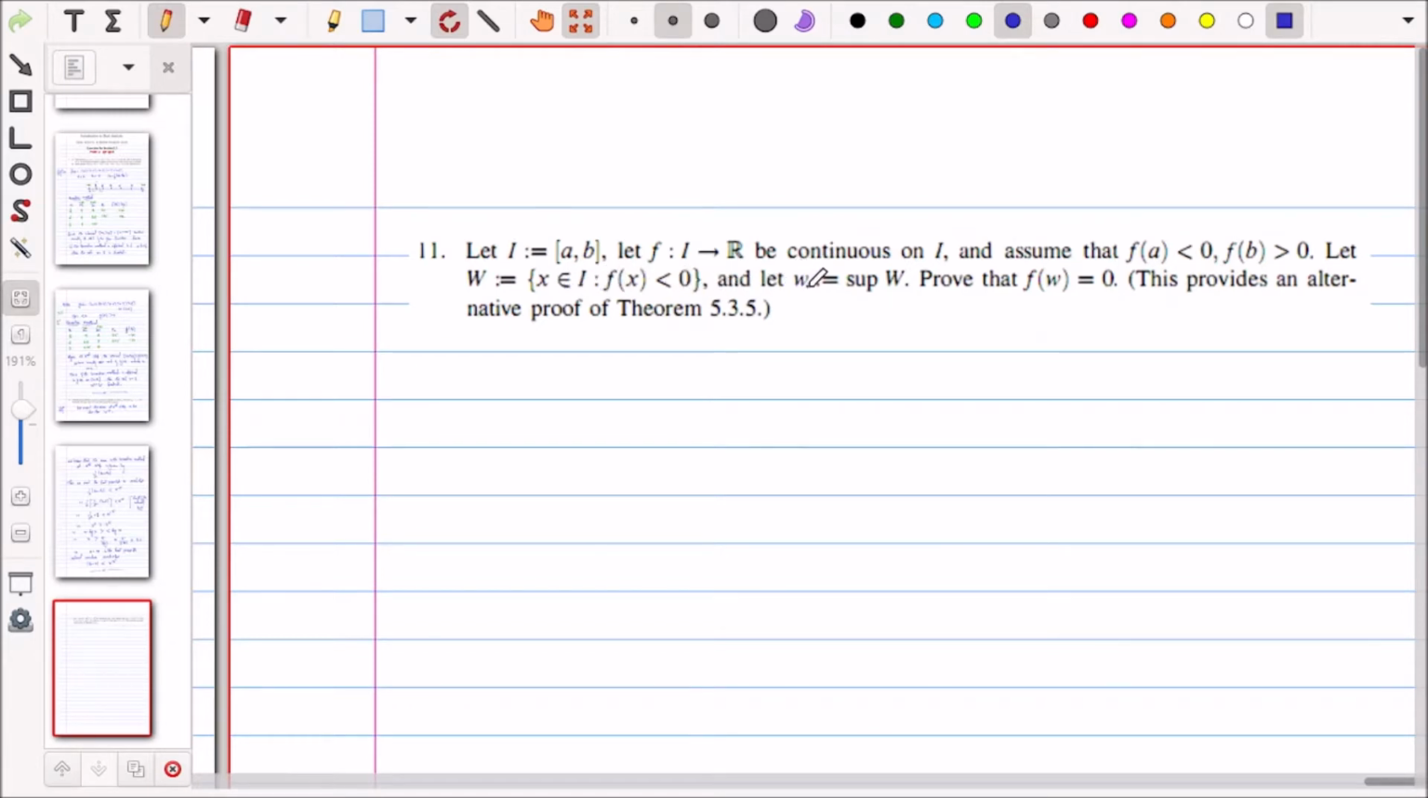Then we take w equal to the supremum of W, because this set is non-empty, because our a belongs to this set, and also this set is bounded because it is a subset of I and I is bounded. So W is a bounded subset of R, and every bounded subset of R has a supremum, so we can take w to be the supremum of W. Now we have to prove that f of w is equal to 0. That is the desired point at which the function has a real root.